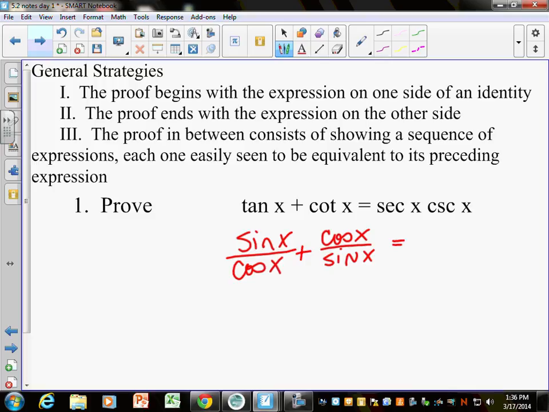And then on the other side, I'm not going to do anything to this side because this is the side I'm trying to get the other side to turn into. But every step, I'm just going to rewrite this. Secant x cosecant x. I want this to turn into this.